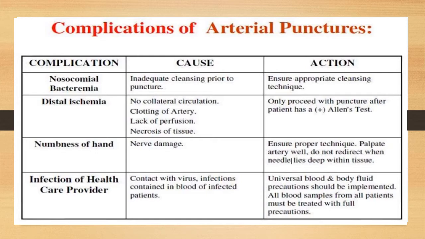Complications of arterial punctures. One complication is nosocomial bacteremia, the cause is inadequate cleansing prior to puncture, the action is to ensure appropriate cleansing technique. And distal ischemia, the cause is no collateral circulation, clotting of the artery, lack of perfusion, necrosis of tissue. The action is to only proceed with the puncture after the patient has a positive Allen test. And numbness of hands, the cause is nerve damage. The action is to ensure proper technique, palpate the arterial wall, and do not redirect when the needle lies deep within tissue.